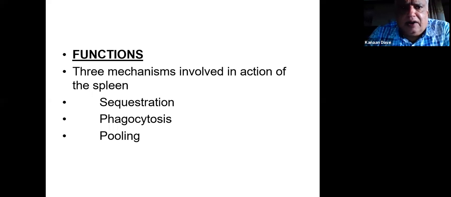There are functions in the spleen which help carry out these roles. There is sequestration, there is phagocytosis, and there is pooling of blood cells into the spleen. For example, about 1/3 of circulating platelets are pooled in the spleen. And when the spleen enlarges, the amount that is pooled into the spleen increases.